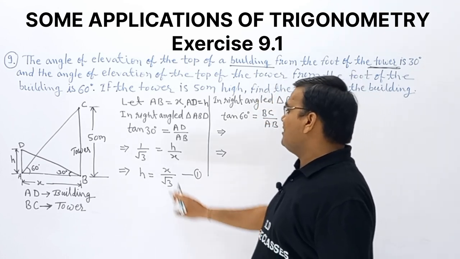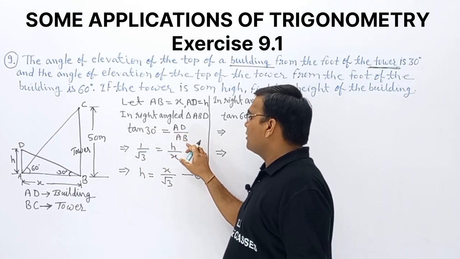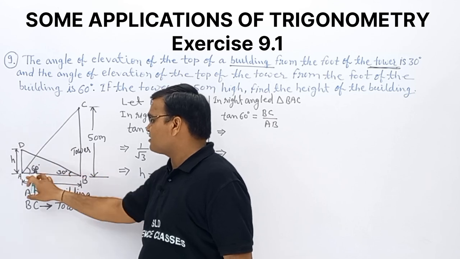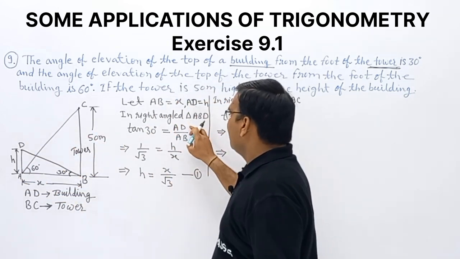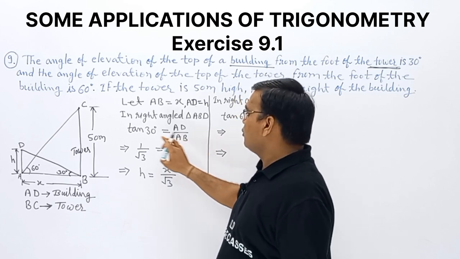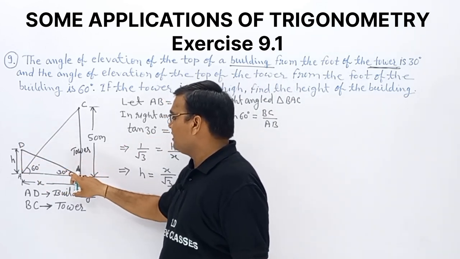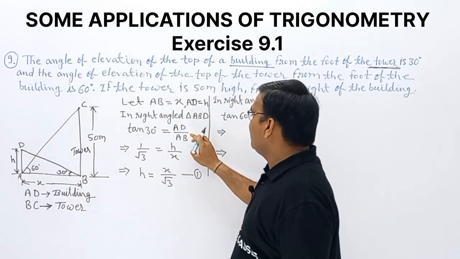So we will use tangent theta. Tangent 30 degrees will be perpendicular upon base. Its opposite side will be the perpendicular and its adjacent side will be the base. So perpendicular will be AD, and base will be AB. So we can say for this right triangle, tangent 30 will be this side upon this side. Clear? So AD upon AB.